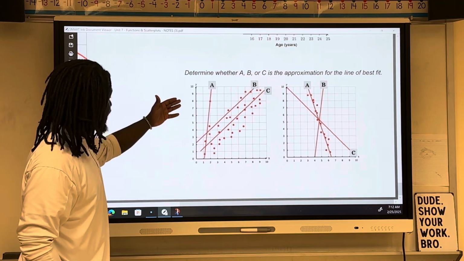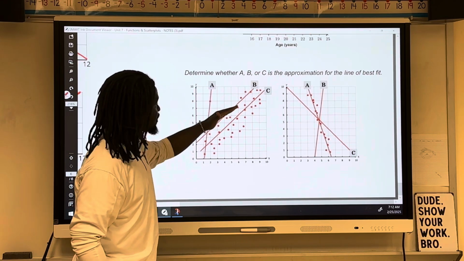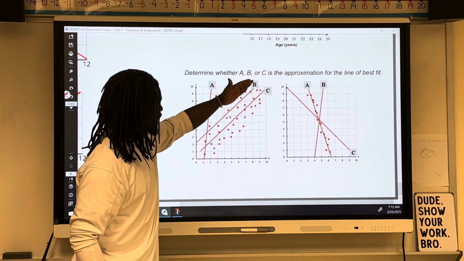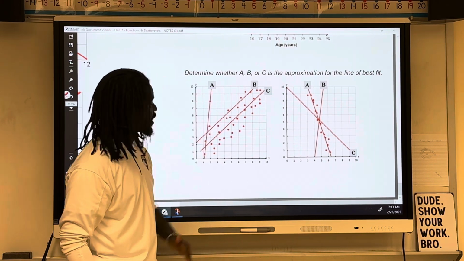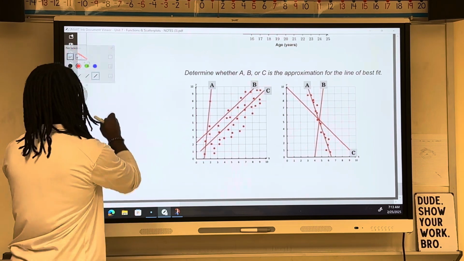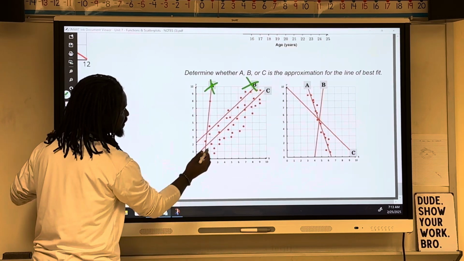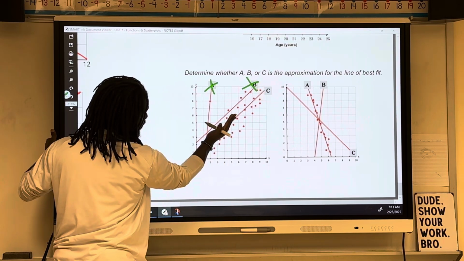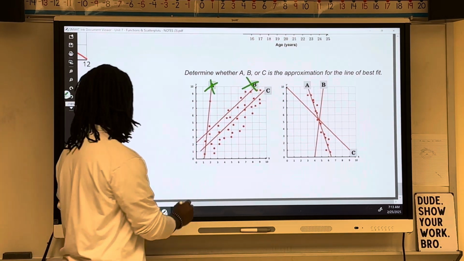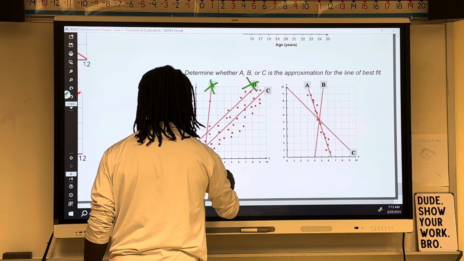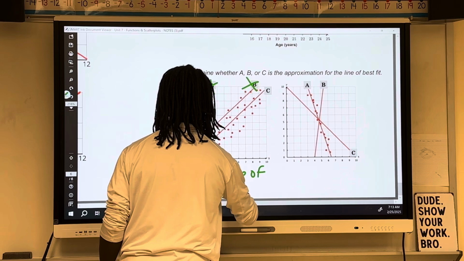If I look at these, A is nowhere near. B and C are closer to my data, but if I look at B, I have a few points above it, but so many more points below it. So I know it's not B. It's not A, it's not B. And if we notice C, C has a lot of points above it, and also a lot of points below it, about the same amount. So C is the line of best fit for that one.